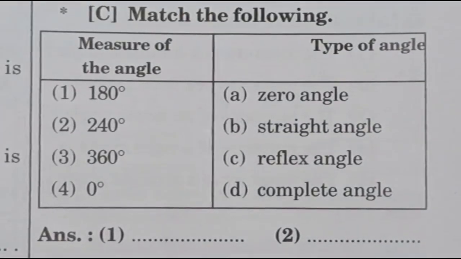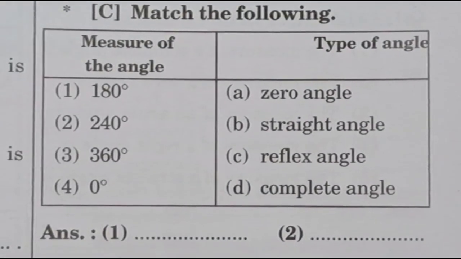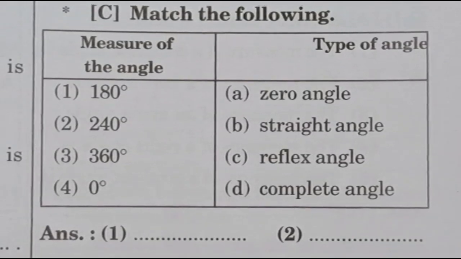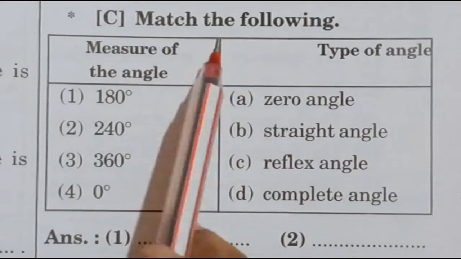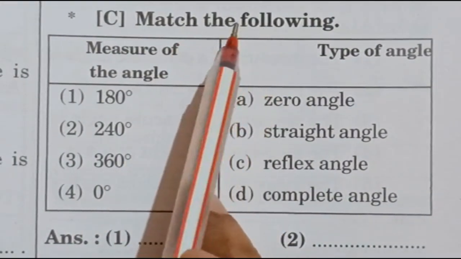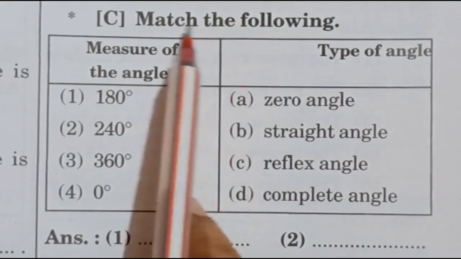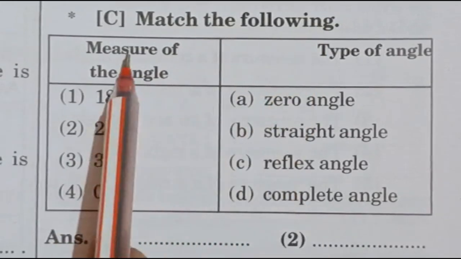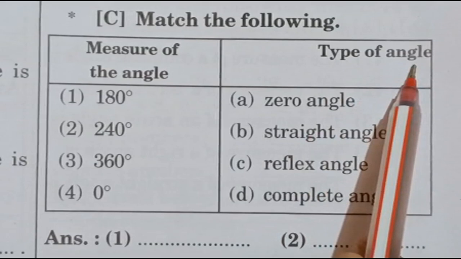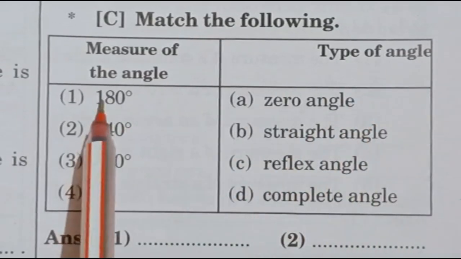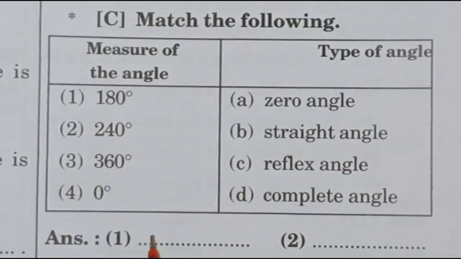Now students, you will open your combined book number 1. In that you will open page number 73. In that, match the following. Question number 1. Practice set 2. Question number 1. Match the following. Okay, they have given measure of the angles and type of angle. Right? So you have to identify with this degree which type of angle it is.